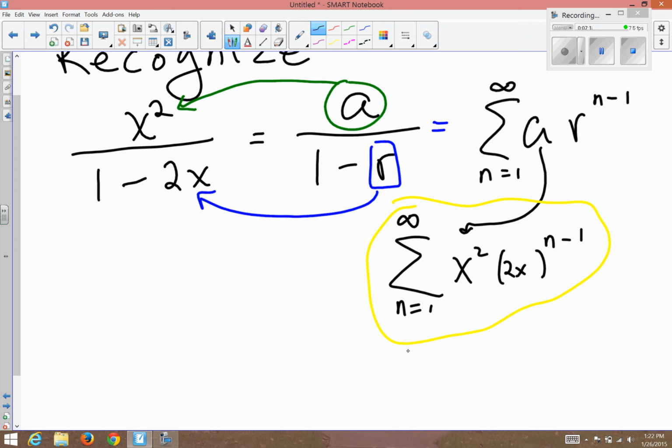Other ways to write that. I'll come over here. I've got x squared. Since this 2x is to the n minus 1, I can say 2 is raised to the n minus 1, and next to it, x raised to the n minus 1.